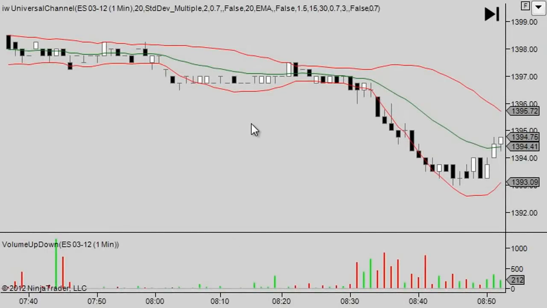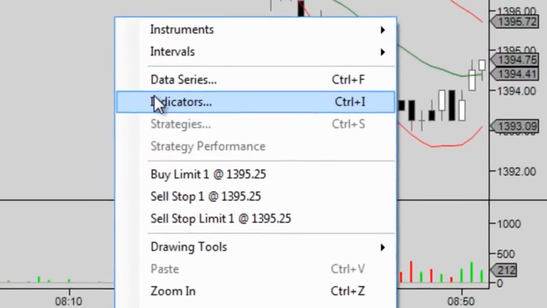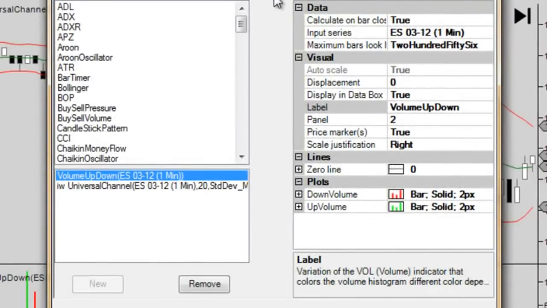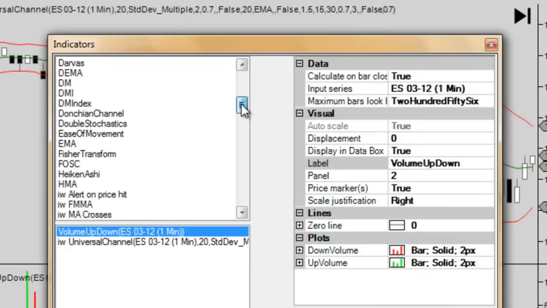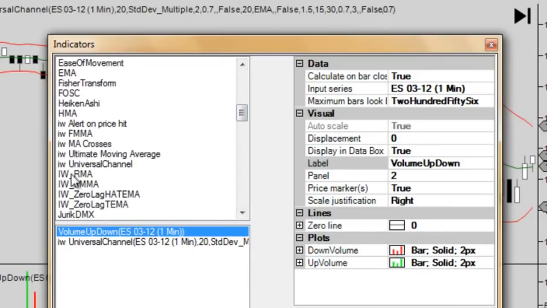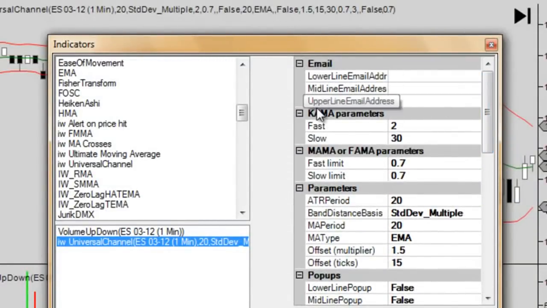Okay, let's take a look at how to set this up in the parameters box now. So I'm going to right-click on my charts, look for indicators. Then I'm going to left-click on indicators. Let me bring this box in. So the first thing I'm going to do is scroll down until I can find the Indicator Warehouse Universal Channel Bands indicator. And you can see we already have this here. So I'm going to scroll all the way to the top, and let's go through some of the different parameters.